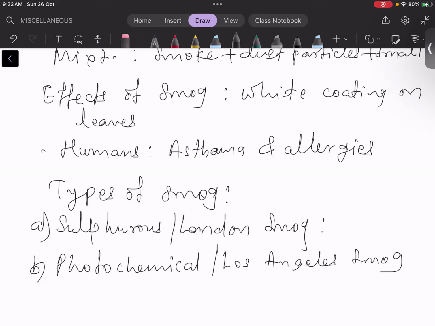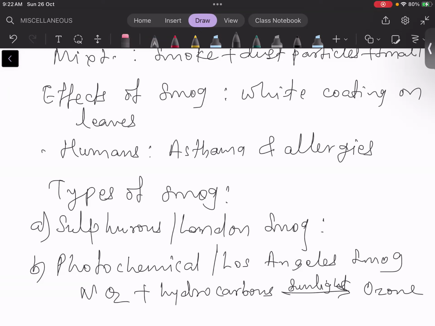So, what is photochemical smog? Nitrogen dioxide combines with organic compounds, hydrocarbons, in the presence of sunlight. Okay, a gas called ozone is formed. Ozone is present in the stratosphere and it is beneficial. It protects us from the harmful radiations coming from the sun and reaching the earth, right?